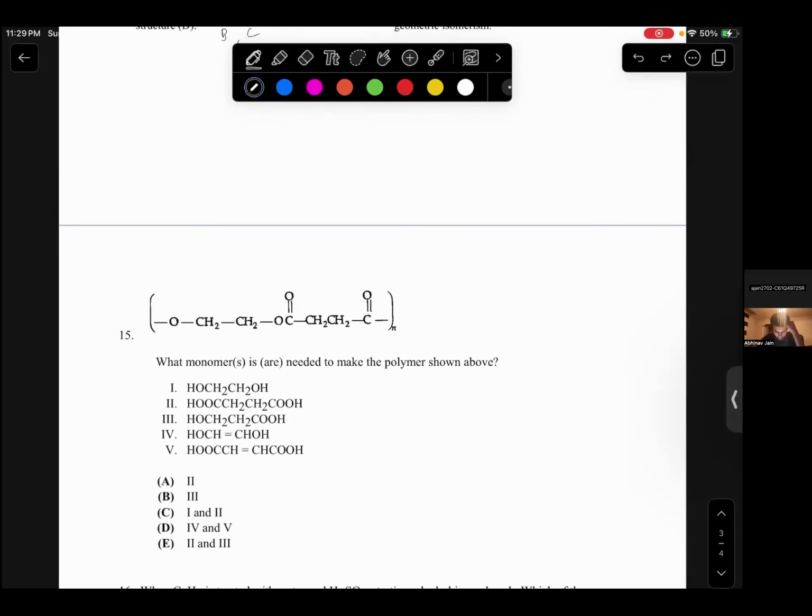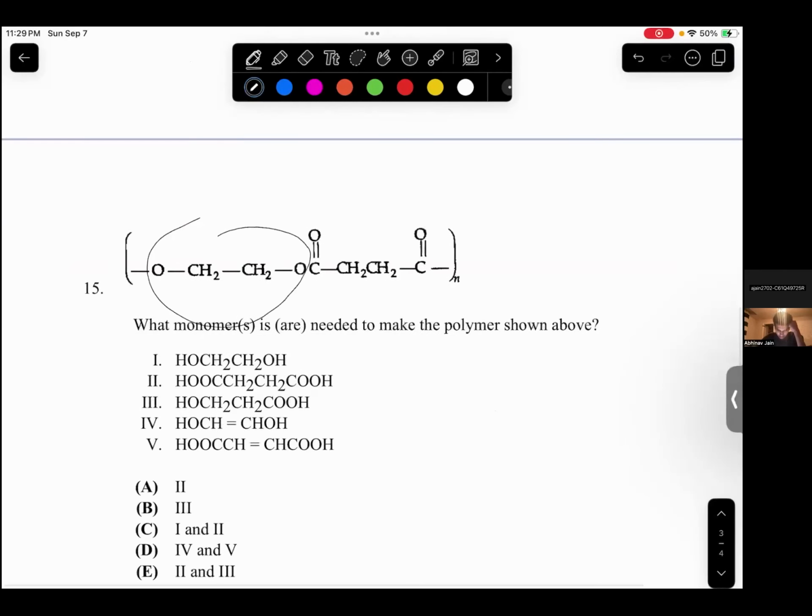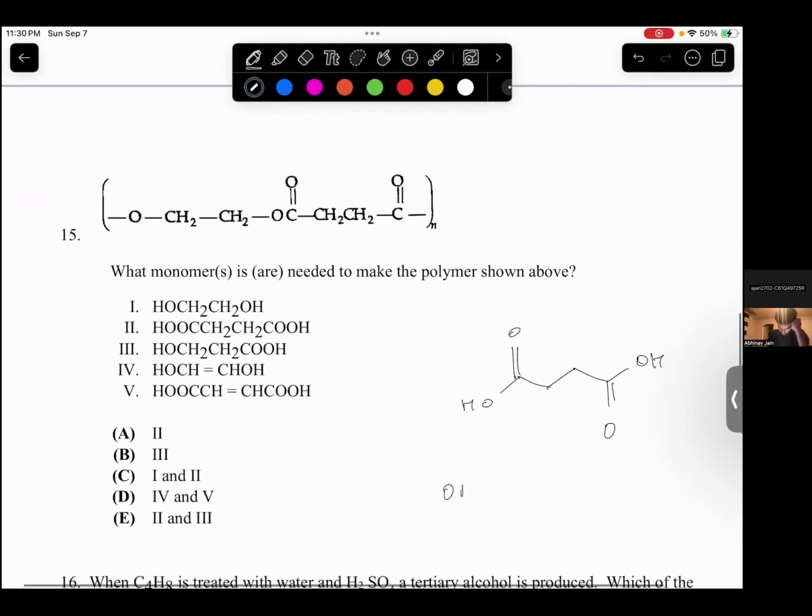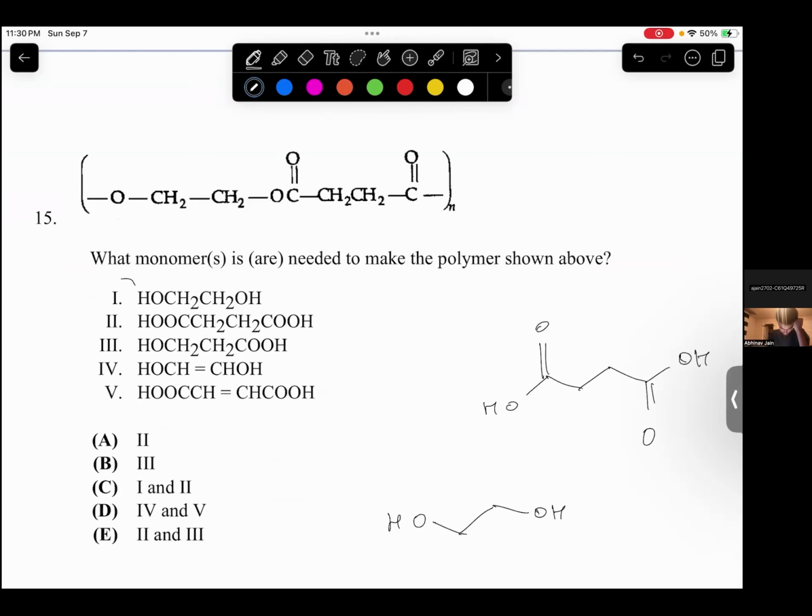15, which monomers are needed to make the polymer shown above? If we hydrolyze this polymer to find the monomers, we can just draw it out like this. This is our acid that we used, and this is our alcohol that we used. So we use this alcohol, and then we're going to have to use 1 and 2. This is the corresponding carboxylic acid. So the answer is 1 and 2.